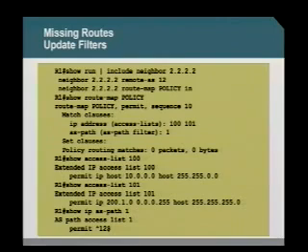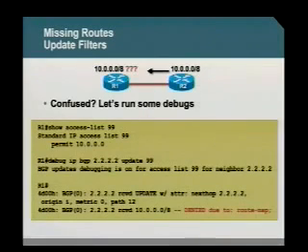Show access list 100, permit 10.0.0.0 0.255.255.255, that looks fine. Access list 101, 200.100, whatever, that looks fine. So that all looks okay, because we're trying to send network 10 through. It all looks okay at first glance. So we're confused. Let's try switching on some debugs.